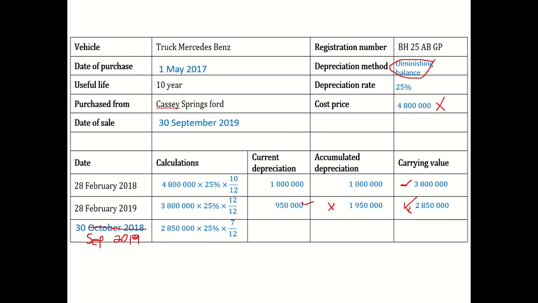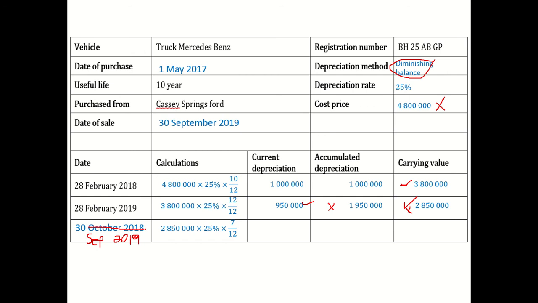So when we count, guys, for how long have we used this asset? It was there on the 1st of March 2019. So it will be March, April, May, June, July, August, September. How many fingers are up? At 7 months. So in the current year, we've only had this asset for 7 months, which is from the beginning of the year until the 30th of September 2019.